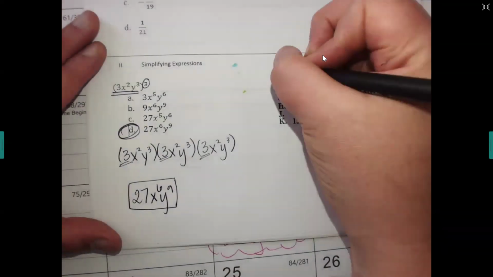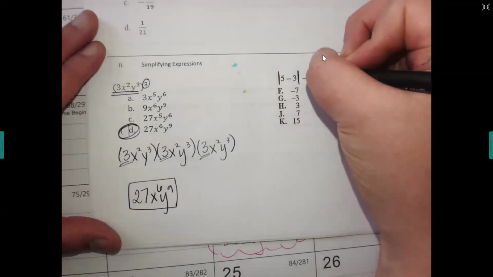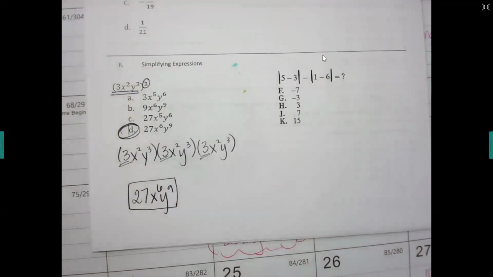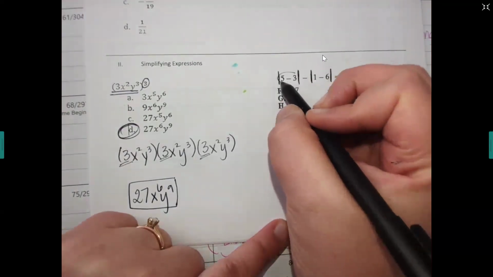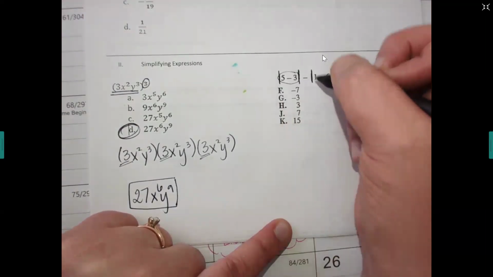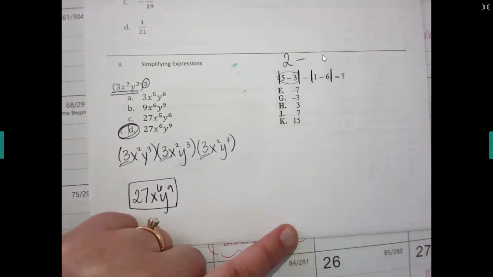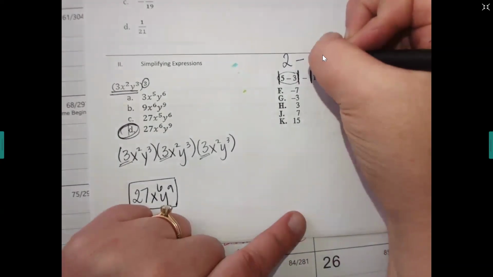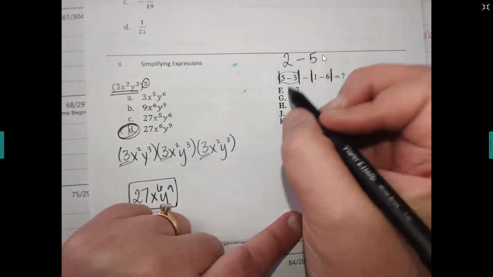Okay. Do we know what these are? Absolute value. And what an absolute value does is you're essentially going to still do the subtraction. But if your answer comes out to be a negative, you're just going to turn it positive. So for example, what is 5 minus 3? 2. Is 2 already positive? Then it's going to stay at 2. What is 1 minus 6? Negative 5. Then we're going to turn it to a positive 5. And then I'll subtract those answers. 2 minus 5 is negative.